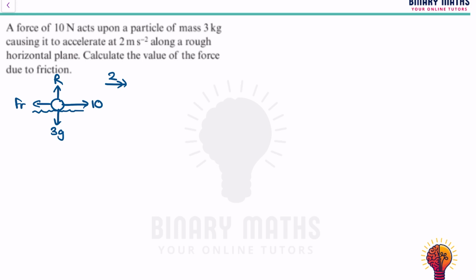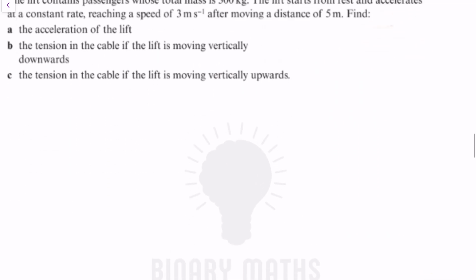Okay, so again, if we have Newton's second law going horizontally, F is equal to mass times acceleration, then resultant force is 10 take away friction, because 10 is going the same direction as the resultant force, the way it's traveling. Friction is acting in the opposite direction, times mass, which is 3, times acceleration, which is 2. So 3 times 2 is 6. So friction must be equal to 10 take away 6, which means friction is equal to 4 newtons.